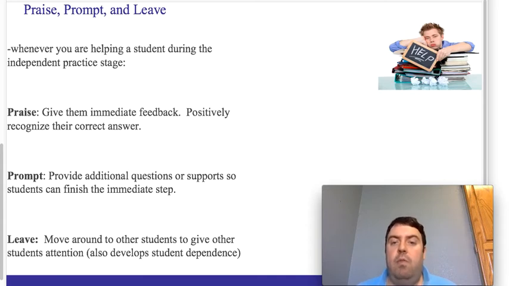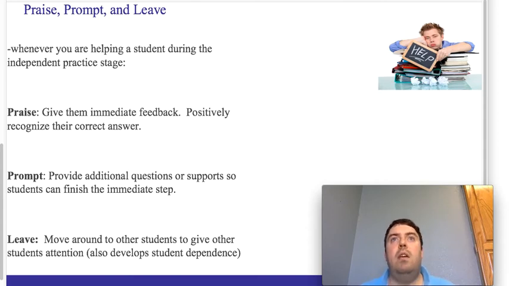So first of all, when you see a student that's struggling or they're raising their hand for help, go to them and praise them by giving them immediate positive feedback. And if students have some correct answers on their paper or they've already done some things correct, positively recognize the correct elements. Next, for the parts they don't understand, prompt by asking them additional questions or providing additional supports to make students think about the immediate step they're stuck on.